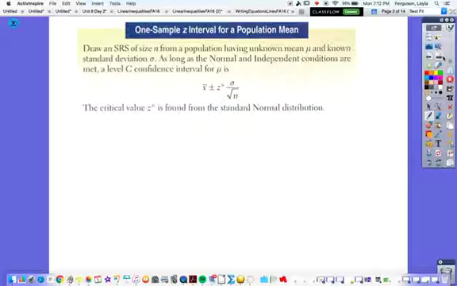As long as the normal and independent conditions are met, a level C confidence interval for mu is x bar plus or minus z star times sigma over the square root of n. The critical value z star is found from the standard normal distribution.